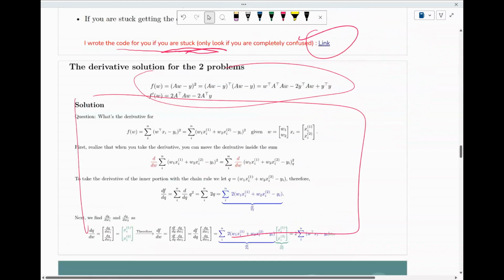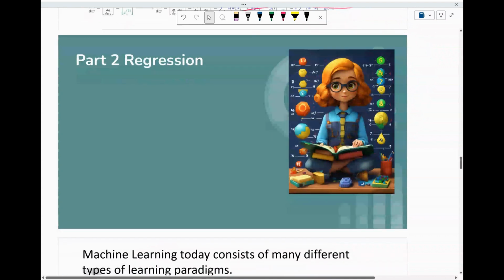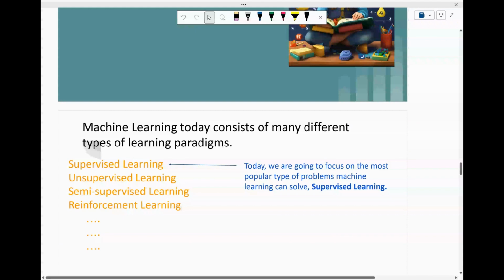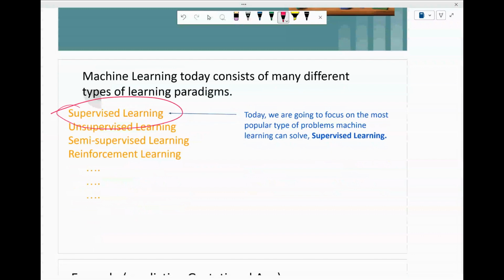All right, so now we're ready to move on to part 2 after you've done that past exercise. In part 2, we're going to work on this thing called regression. Now, machine learning consists of many different types of learning paradigm. There's supervised, unsupervised, semi-supervised. Basically, there's a lot of them. But among them, supervised learning is the most basic, and it's the first thing that basically all students learn, right? So this is where we're going to start as well.